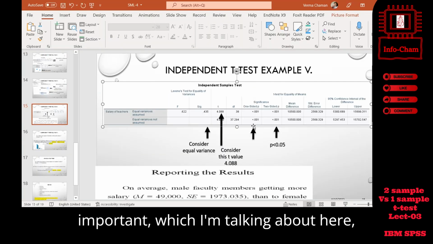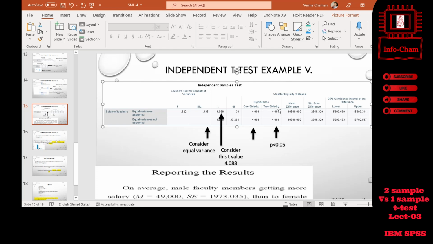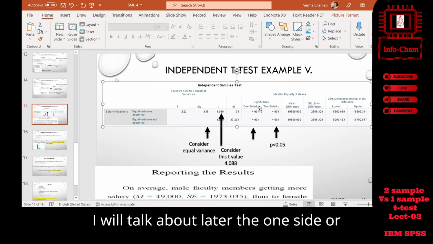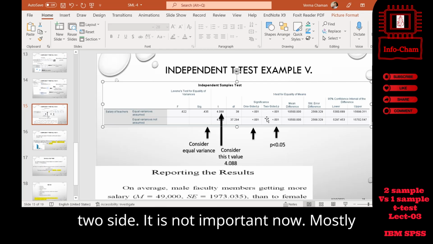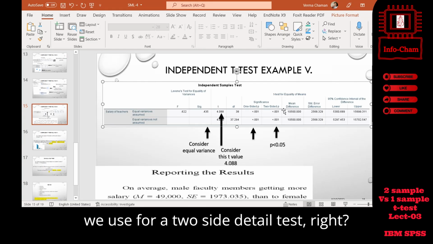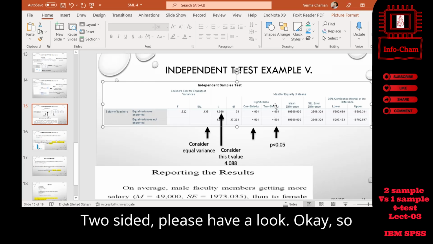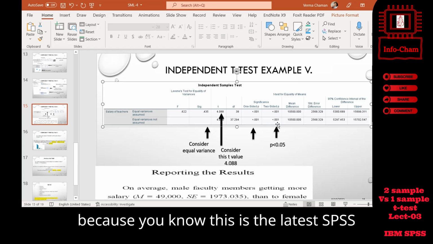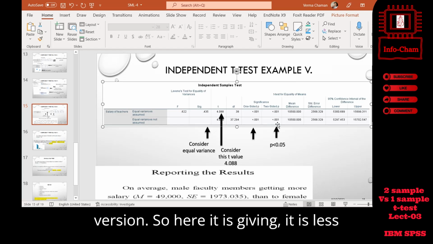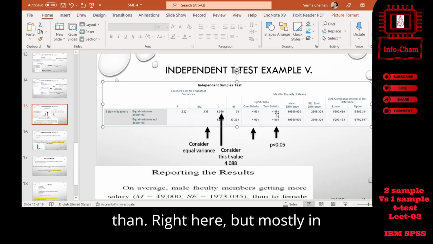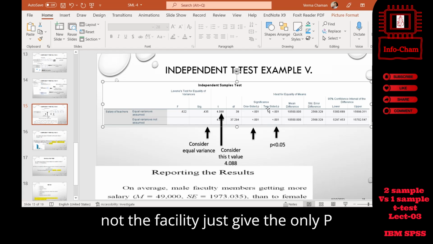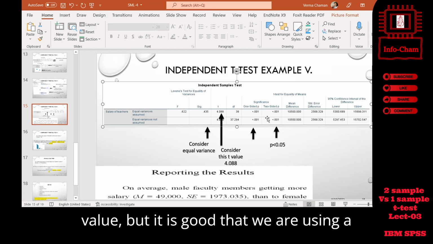Which is most important, which I'm talking about here, is the significance level, right? I will talk later about one-sided or two-sided; it is not important now. Mostly we use a two-sided t-test. Two-sided, please have a look. So what is the p-value here? Because this is the latest SPSS version, it gives it here. But in the oldest SPSS versions, that facility was not there. It just gave only the p-value. But it is good that we are using a new one.